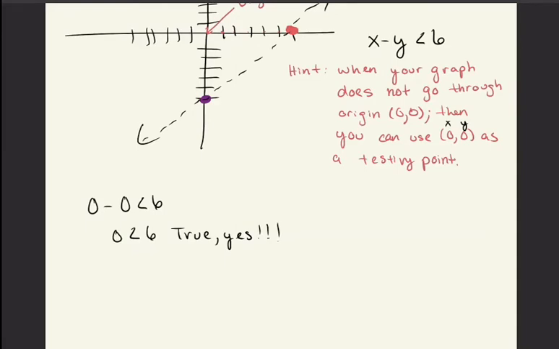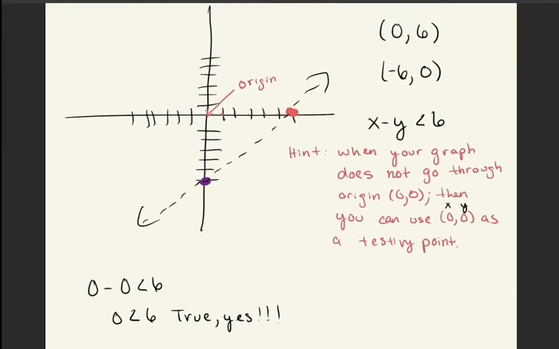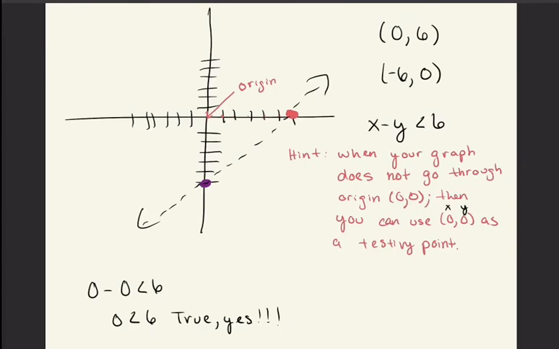Since it's true, that means I need to shade, and I'll explain the shading in a minute. So let's see where to shade. Does this make it true? Yes, that means I'm going to shade where the location of that point is, which is the upper part of the plane. This means that all of these points, I don't care which one you choose, will make this true.